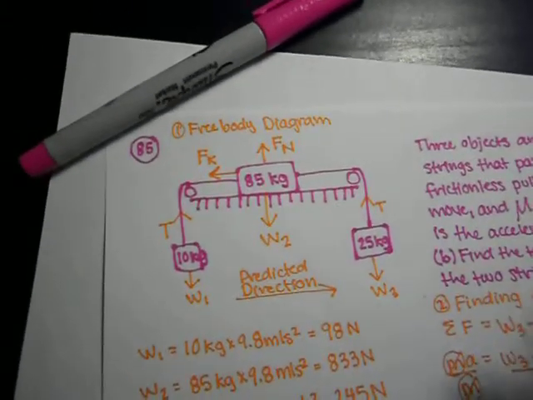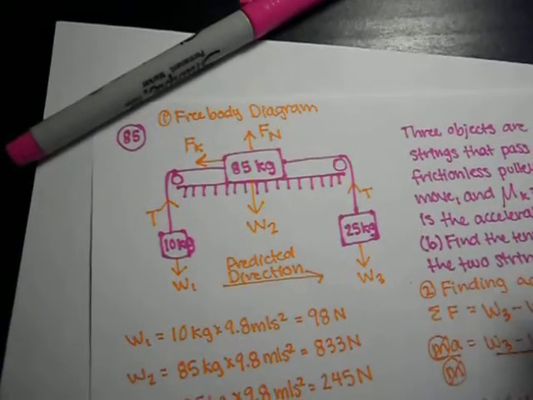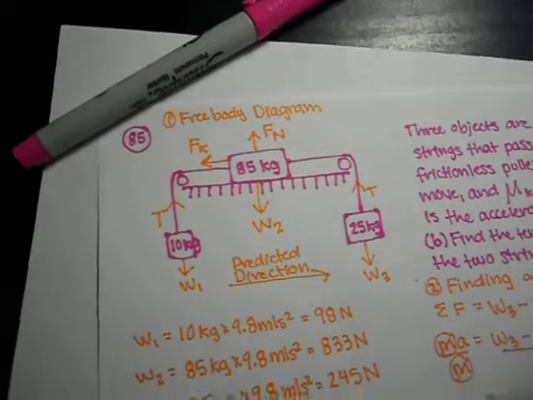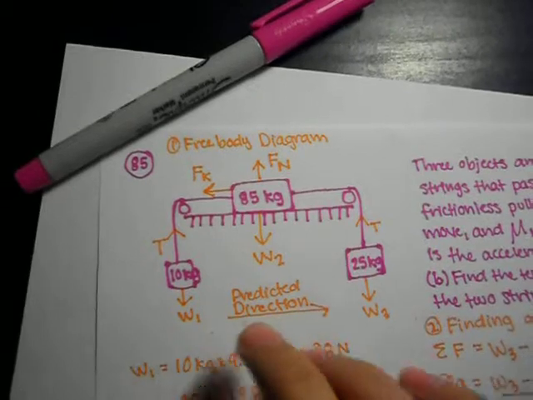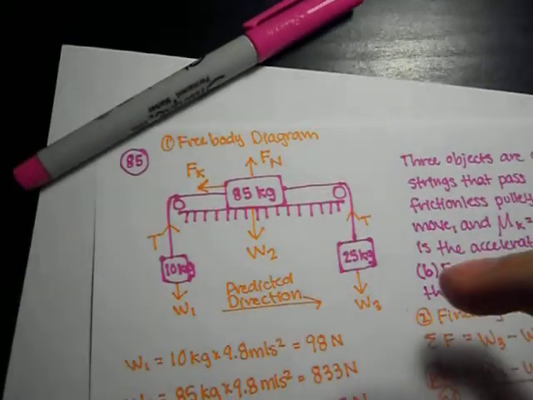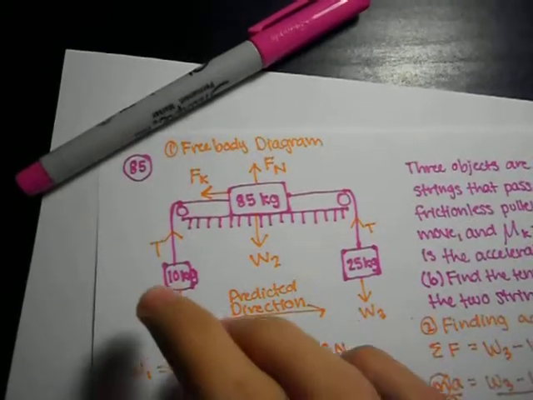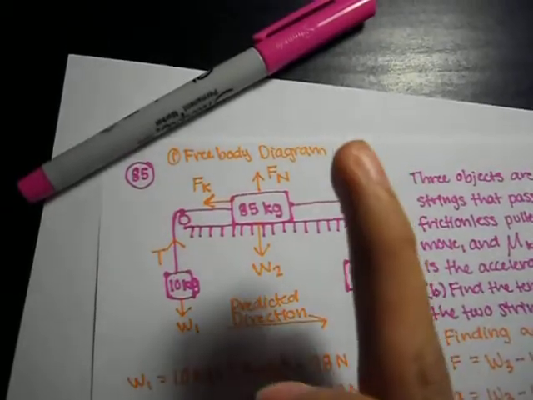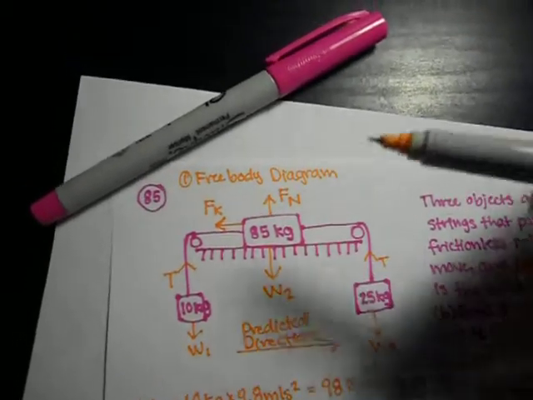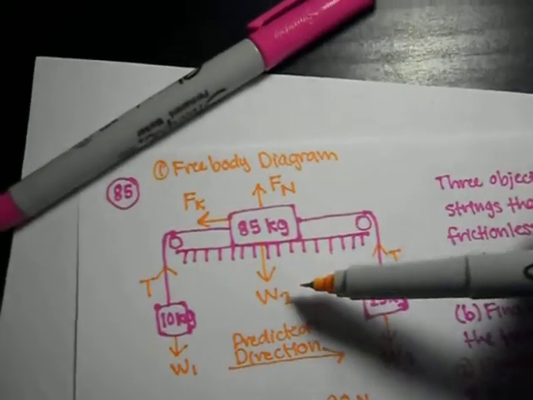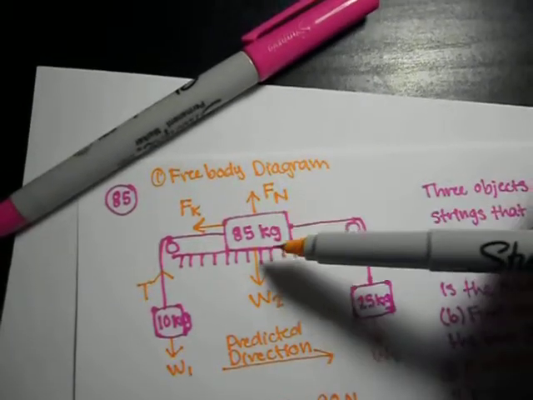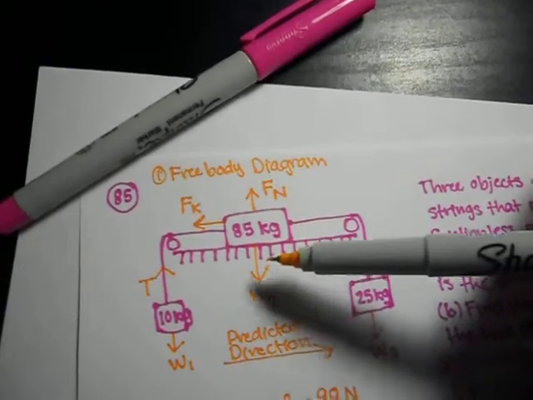Our first step is to create a free body diagram of all the forces acting in the system. As you can see, the weights of the first and the third masses are pulling downward, while the tensions of the two strings are pulling upward towards the pulleys. The weight of the second mass is creating a normal force perpendicular to the surface.